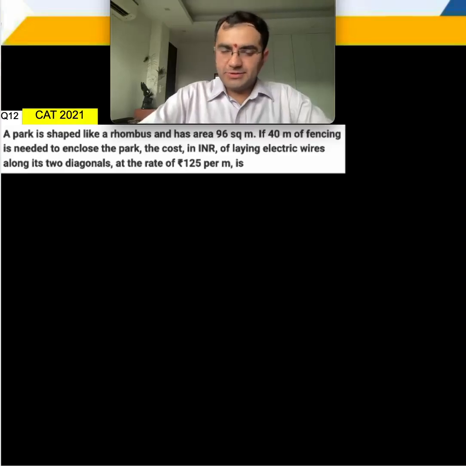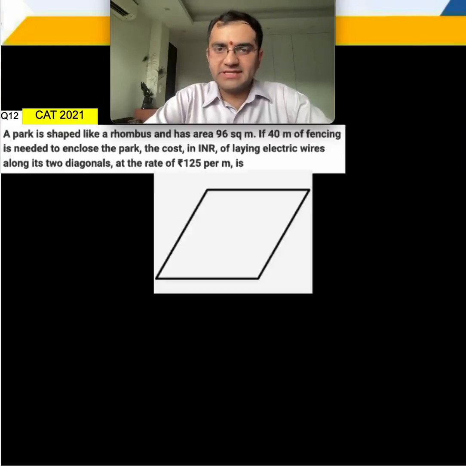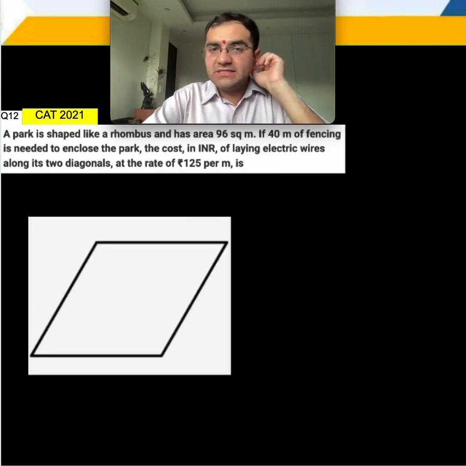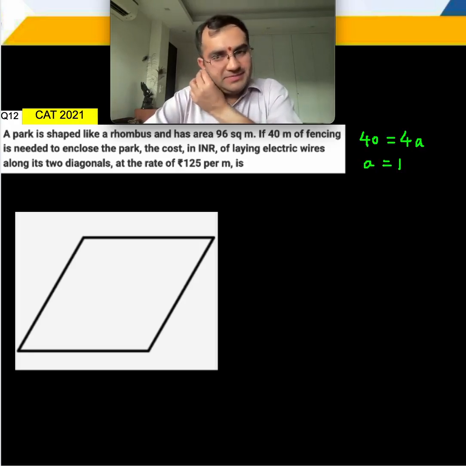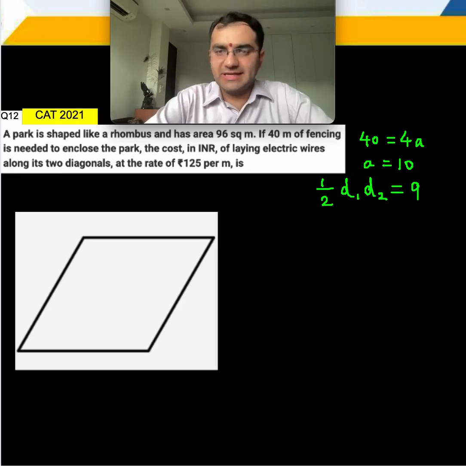This is a standard geometry question, not very difficult. You have a rhombus. Rhombus has an area of 96. And if 40 meters of fencing is needed to enclose the park, let side of park be A. So 40 meters becomes perimeter, that is 4A. So side becomes 10. And the area is half into product of diagonals. D1, D2 is 96. So D1, D2 becomes 192.